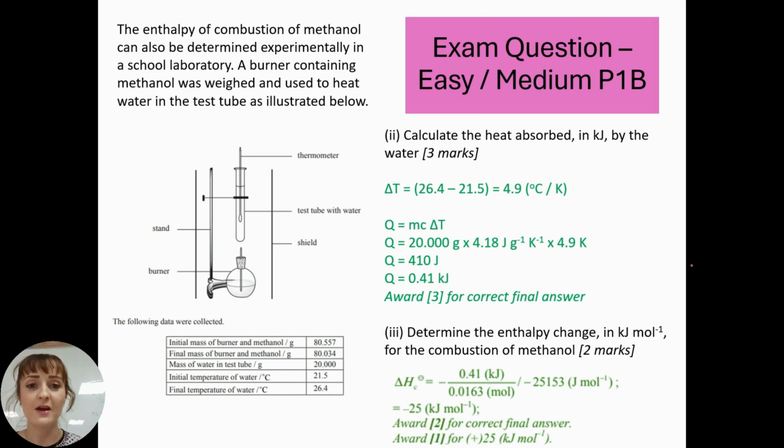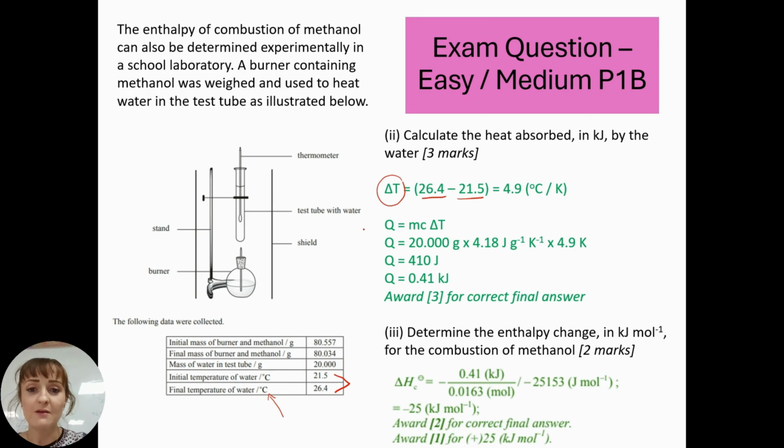The second part of the question asks you to calculate the heat which is being absorbed in kilojoules by the water. You were given an initial and final temperature, so the difference between these two is the temperature change, or the delta T. Note that although they give you the temperature in degrees Celsius, because we're dealing with a change in temperature, the degrees Celsius change and the Kelvin change is the same, because 1 degree Celsius is equal to 1 degree Kelvin. Remember, they just start at a different baseline.